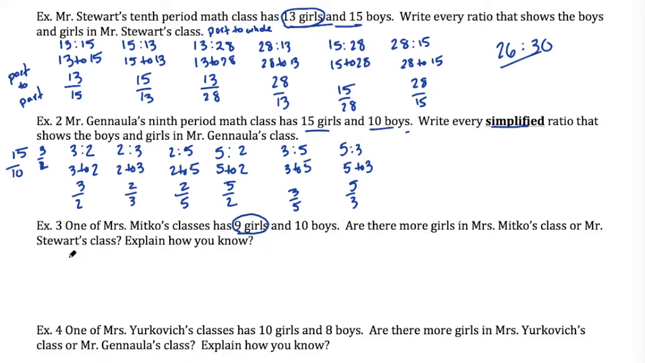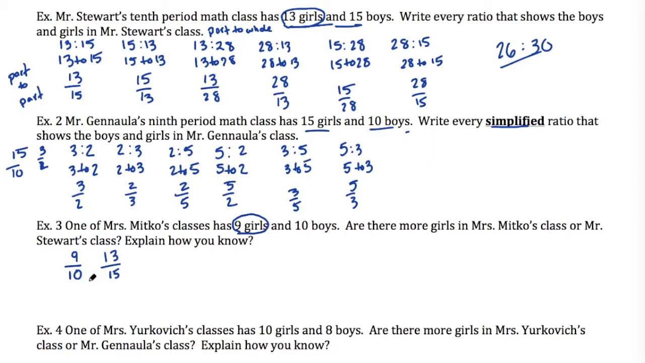So we could do this as a ratio in any of our forms, but you might be most familiar with looking at them as fractions. So I'm going to make a ratio in Mrs. Mitko's class, 9 over 10. This is girls to boys, girls over top of boys. And then we're going to do the same thing for Mr. Stewart's, 13 girls, 15 boys. Well, now they look like fractions. And I'm sure most of you have taken time in the past to compare fractions and determine which fraction is bigger. We can do the same thing here.